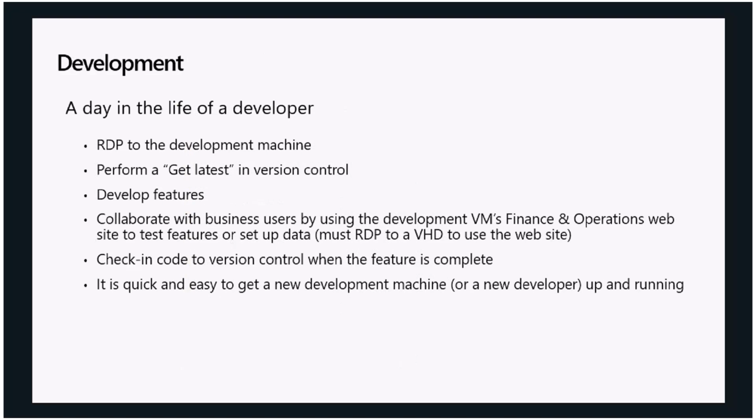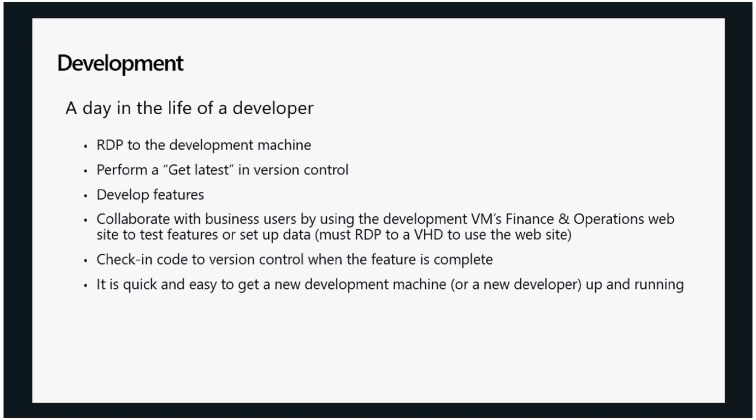A day in the life of a developer is something like this. They RDP to their development machine. They perform a get latest in version control. That gives them all the things that their coworkers checked in since they left for the day, or since they did the get latest last. They can work on their features. They can collaborate with business users, because the cloud development machines have an AX website, and business users can sign into that site and do testing and validation or set up data on those features that are being developed.